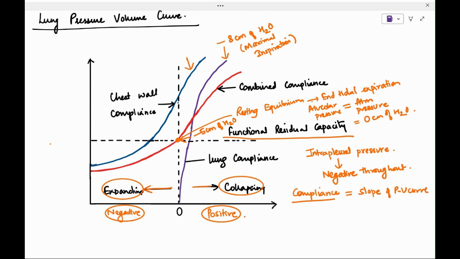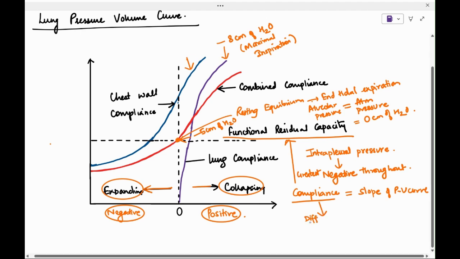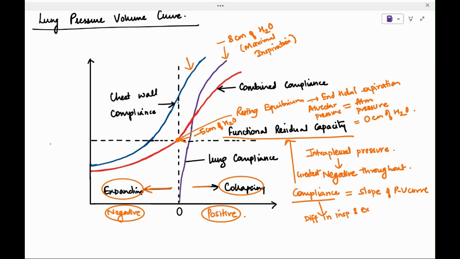So what is compliance? Compliance is change in volume per change in pressure, and compliance is the slope of the pressure volume curve. Generally, lung compliance is greatest at around functional residual capacity. At very high lung volumes and at very low lung volumes, the compliance decreases. Okay, the compliance is different in inspiration and expiration because of surface tension.